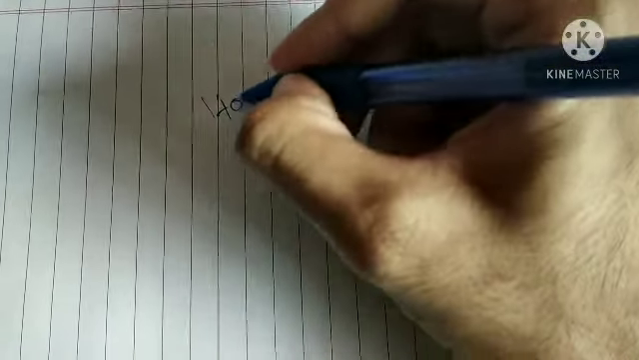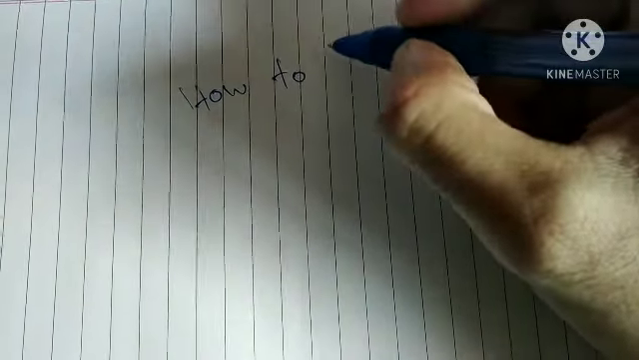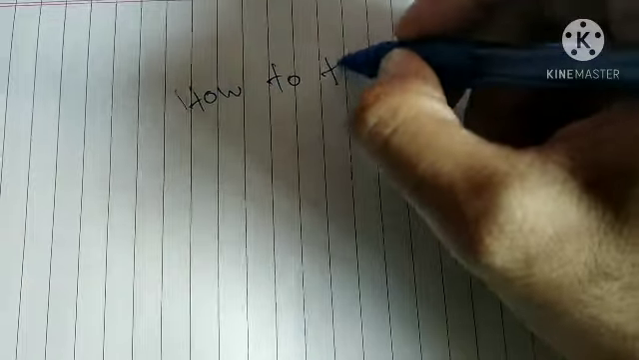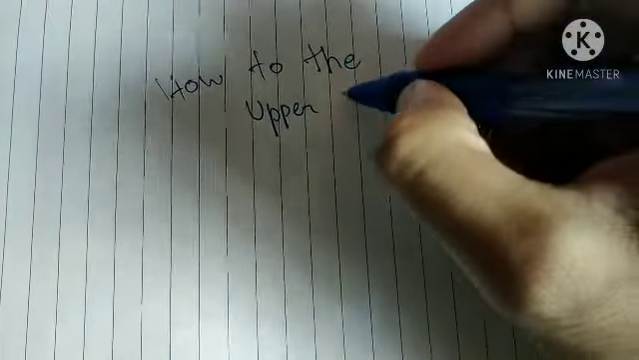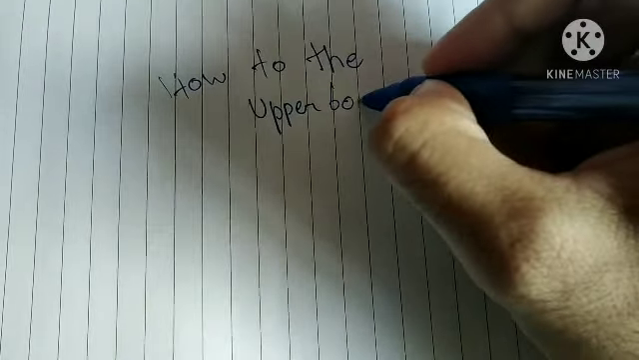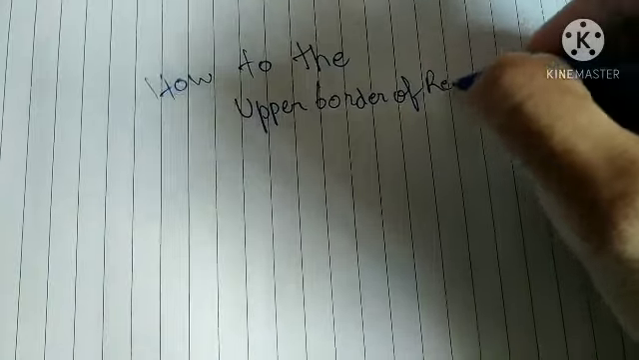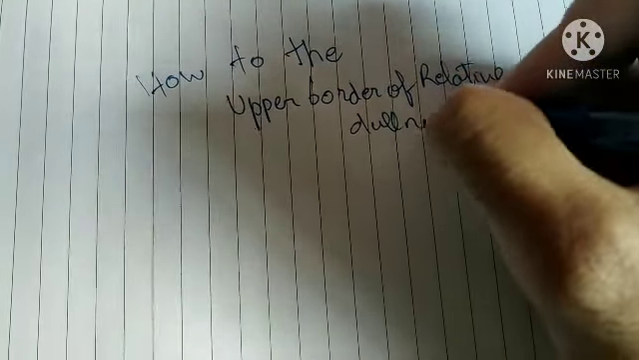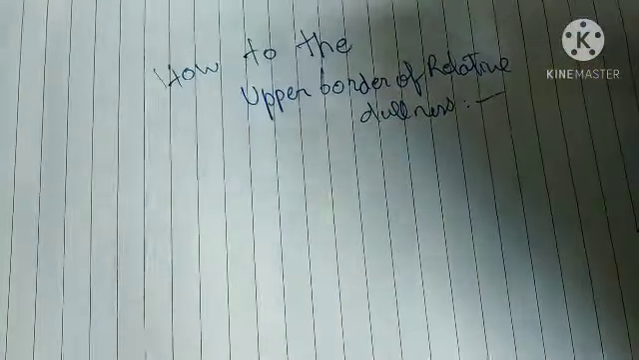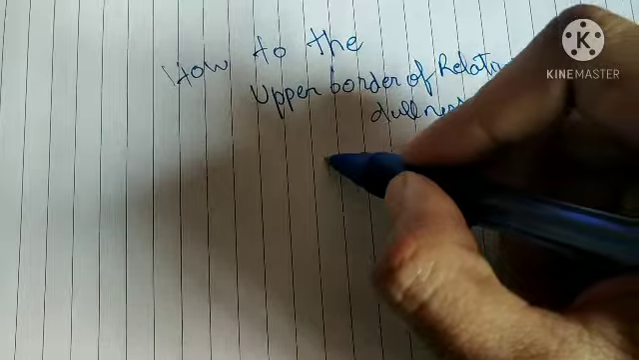Okay, so today we are going to see how to determine the upper border of relative dullness. For this we would require the diagram of the rib cage.